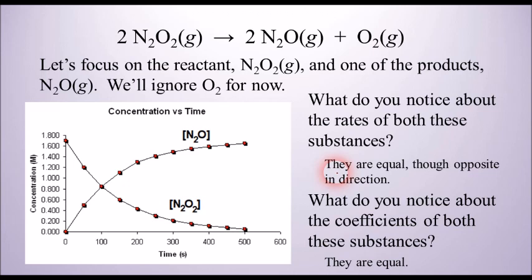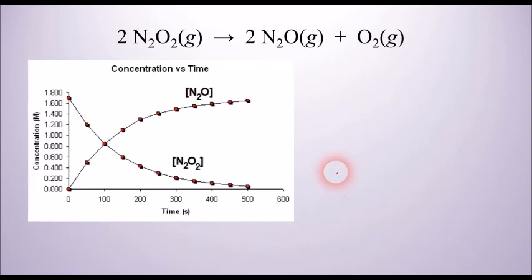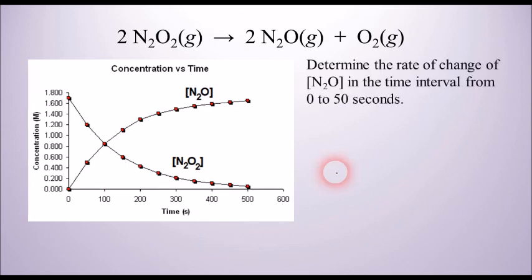So let's take this a step further here, and let's imagine this same reaction, but this time we're actually going to put a number on this. Let's determine the rate of change of N2O in the time interval from 0 to 50 seconds. And so that would be N2O, that's this curve right here, and we're going to start at 0 to 50 seconds. So that's about right here.